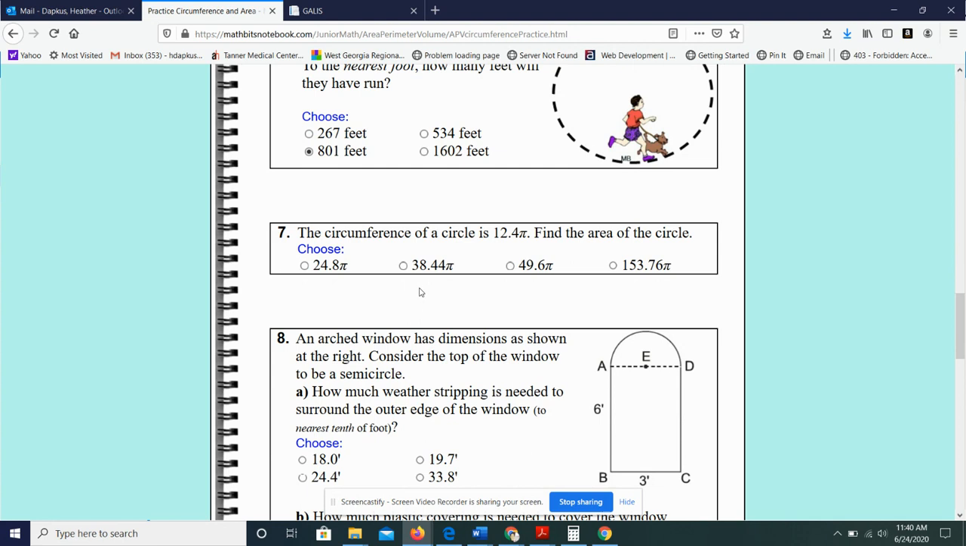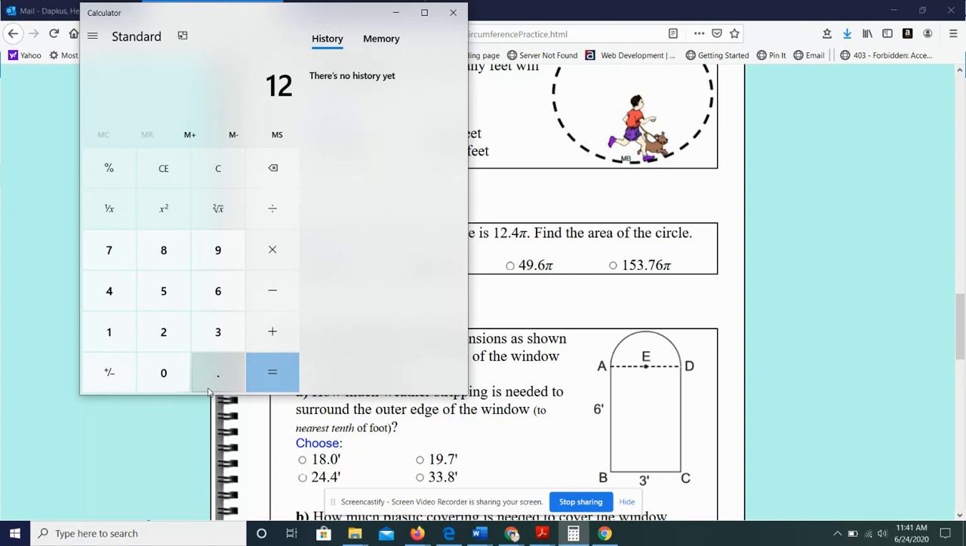Okay, on number 7, I did not work it out on that sheet. So I'm going to do it on a calculator here, but let's think for a second. The formula for circumference of a circle is pi times diameter, right? So we know the diameter of this circle is 12.4. How would we find the area of the circle? Well, we know that the diameter is 12.4, and for the area we need the radius. So the radius of the circle, if the diameter is 12.4, we would just divide by 2 because it's half of that, right? So the radius of our circle is 6.2.